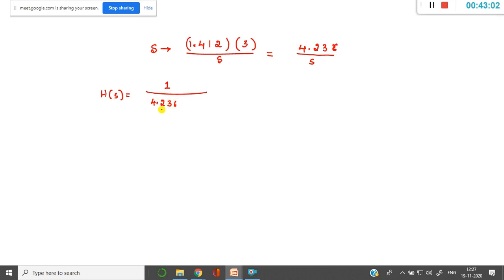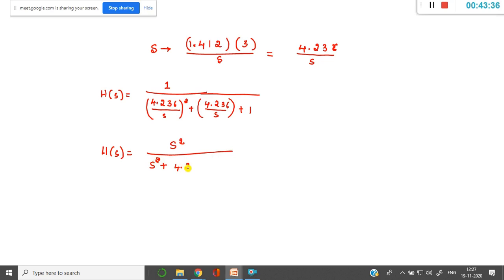Now in H of s I just replace, so 1 divided by s square, that is, 4.236 divided by s whole square plus s, that is 4.236 by s, plus 1. Simplify this. Try to write it in the form of numerator over denominator. Take LCM and simplify this. So we are going to get, I write the final transfer function here; later on you can simplify and cross verify. S square divided by s square plus 4.236 s plus 17.94.